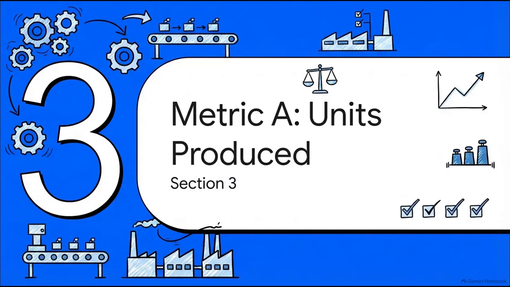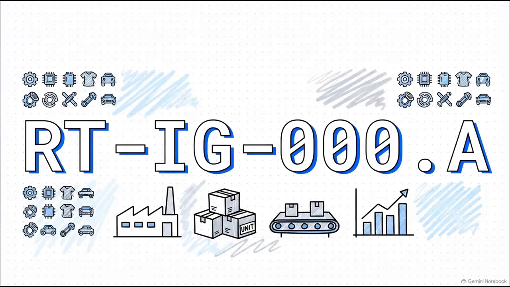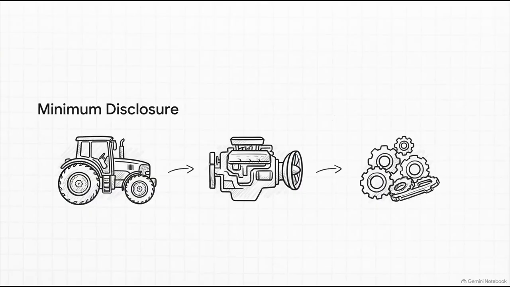All right, section 3, let's look at metric A, units produced. In the standard, you'll see this alphanumeric code RT-IG-000.A. This represents the primary activity metric for this industry, which is simply the number of units produced by product category. It's a hard, quantitative metric, and it's absolutely essential for grasping the physical scale of a company's manufacturing output over a reporting period. But here's the catch.